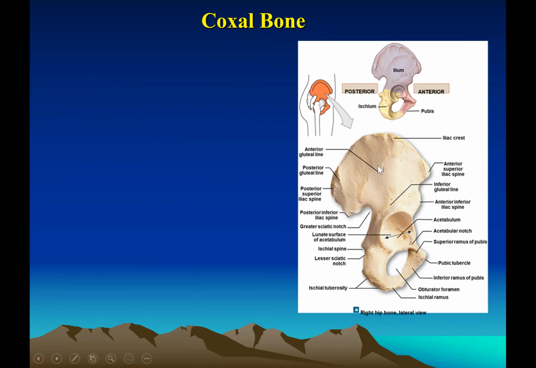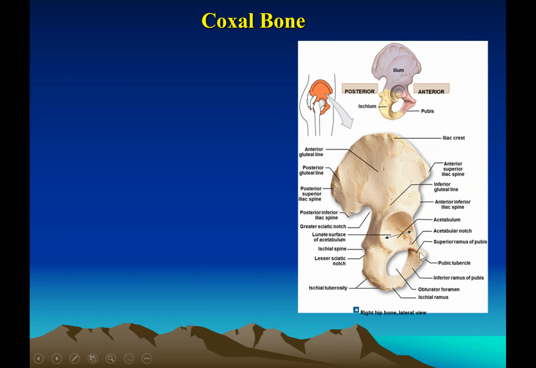So you can see the ischial spine here, which is above the lesser sciatic notch, and the ischial tuberosities, which are posterior. This is the part you sit on. So when you're sitting, you're actually sitting on the ischial tuberosity. It is the posterior projection. And this is the pubic tubercle.